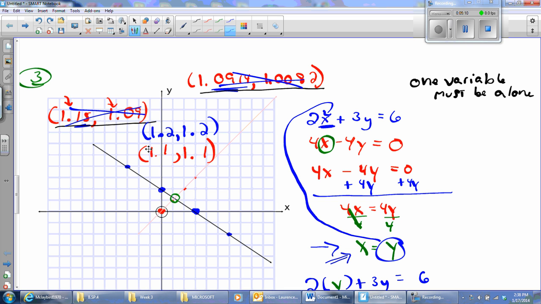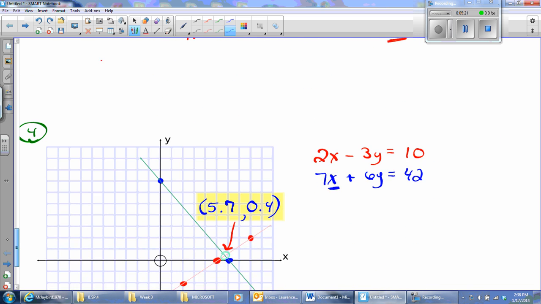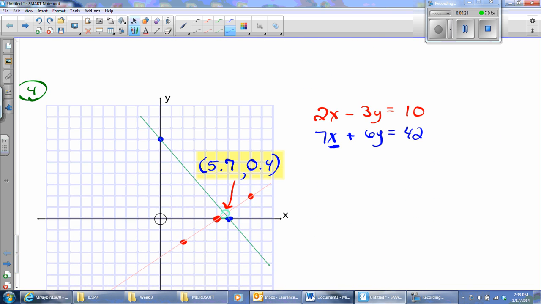Now I know that the true solution is that they cross at 1 and 2/10 for the x coordinate and 1 and 2/10 for the y coordinate. All right, let's see how another problem works. A little bit more involved this time. I'm going to move these equations up a little bit. This is problem number 4 from yesterday.